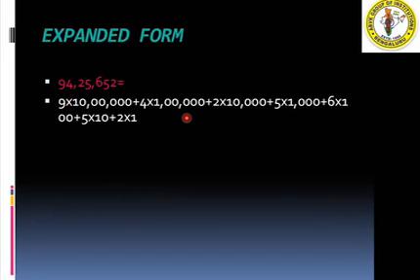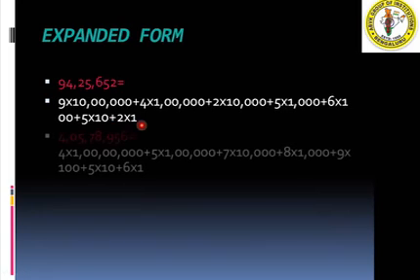4 into 1 lakh plus, then 25,000 you have here. Here 2 10,000s are there, so we write 2 into 10,000 plus, then 5,000 is here. How many thousands are there? 5 thousands. 5 into 1,000 plus, then 600 is here. So 6 into 100 plus 5 tens are there, 5 into 10 plus 2 ones are there, 2 into 1. This is the way we write expanded form.